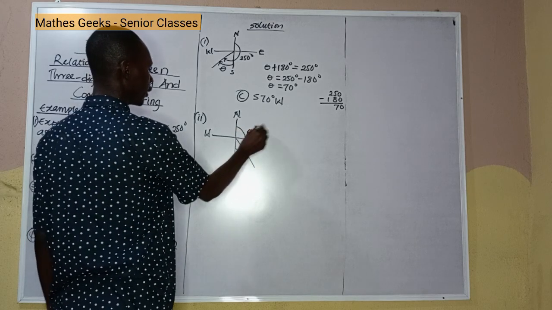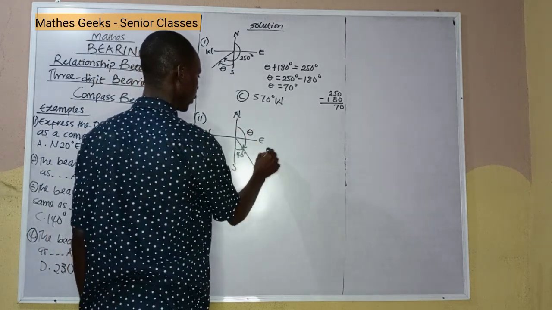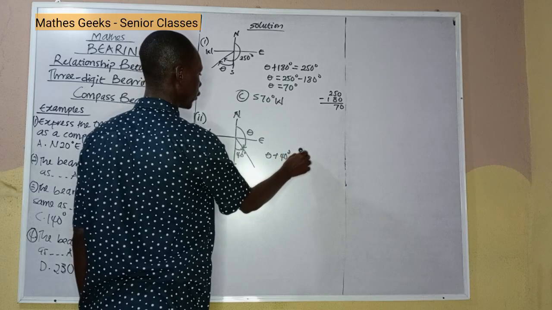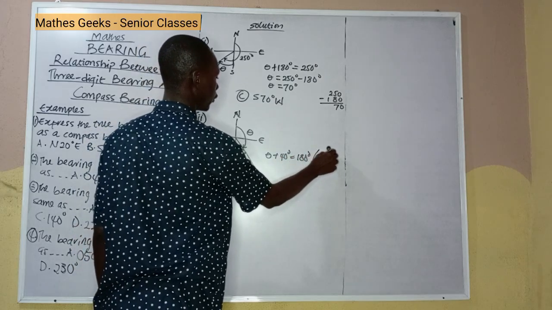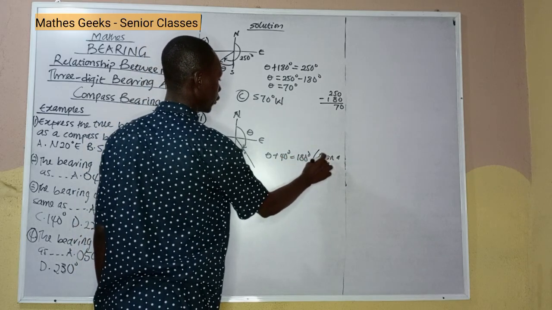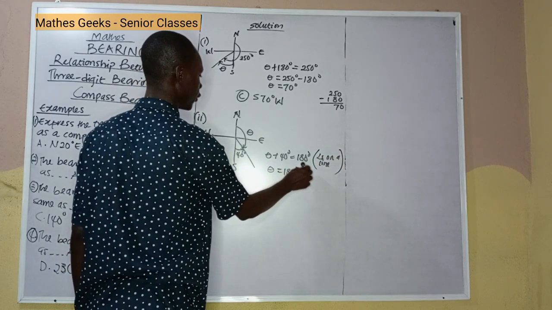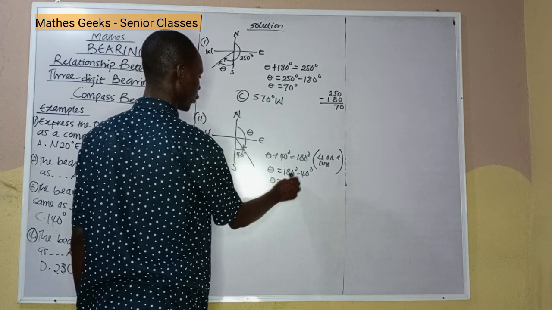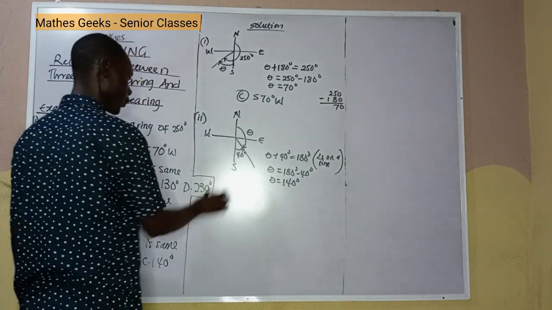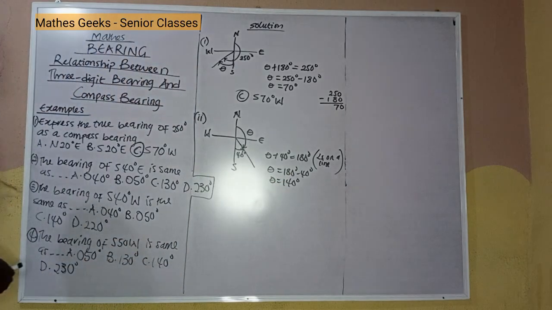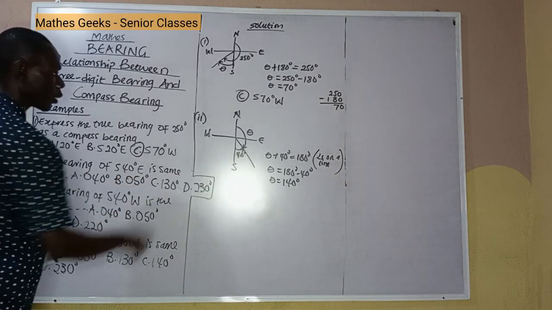So this now is theta, angles on a straight line. So theta plus 40 degrees equals 180 degrees, angles on a line. And so theta is equal to 180 degrees minus 40 degrees, and theta is equal to 140 degrees. So south 40 degrees east is the same thing as 140 degrees. The option is not here, but that's our answer.